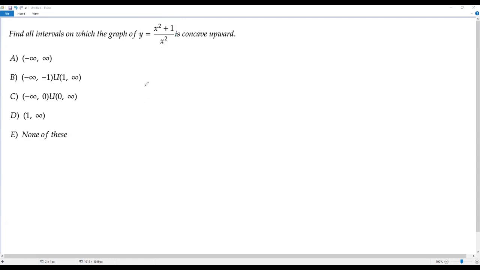Okay, so for the graph of the given function, I have to find the intervals where it is concave upward. Whenever I want to find the intervals of concavity for the graph of a function, first I have to find the domain of the given function. So let me write the stuff over here.